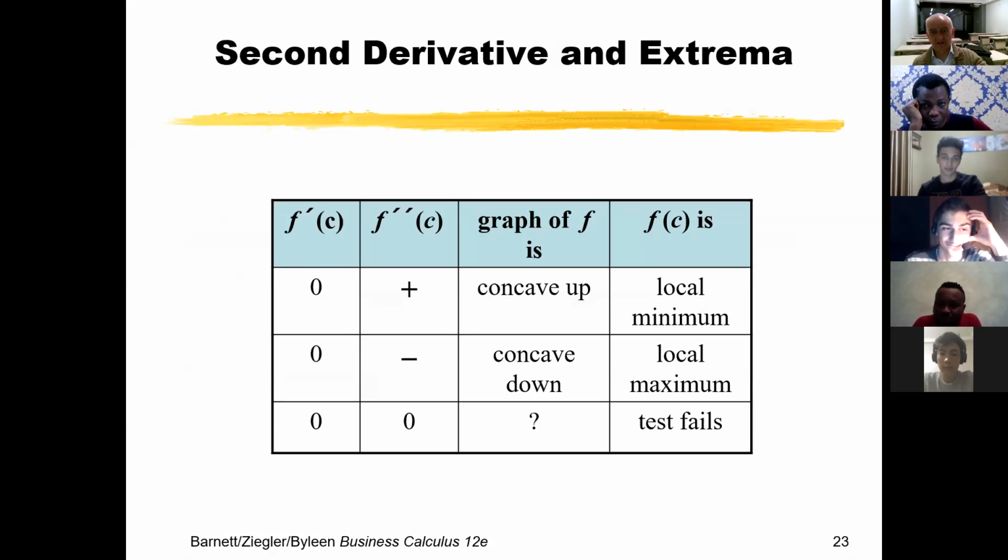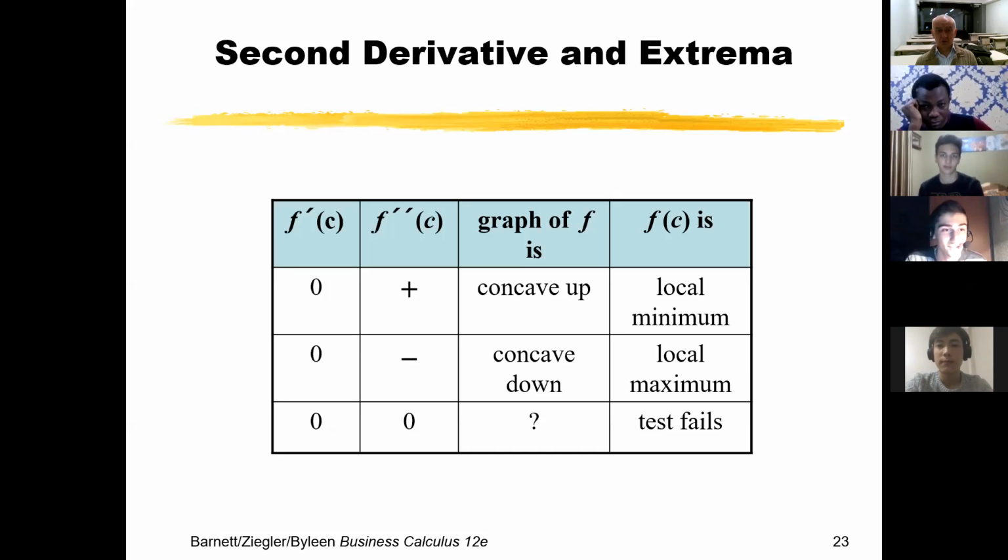Now, do you remember we discussed concave up and concave down? When is a graph concave up and concave down? Do you remember? We have these curves in quadratic functions. Not only quadratic functions. A graph of a function may be concave up, maybe concave down.